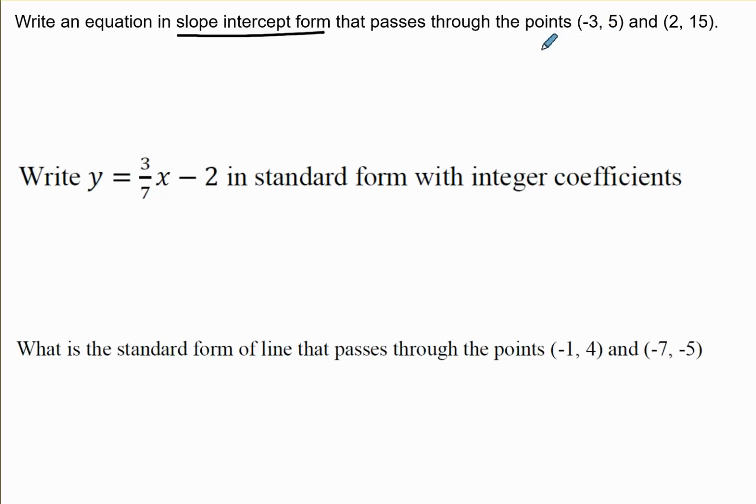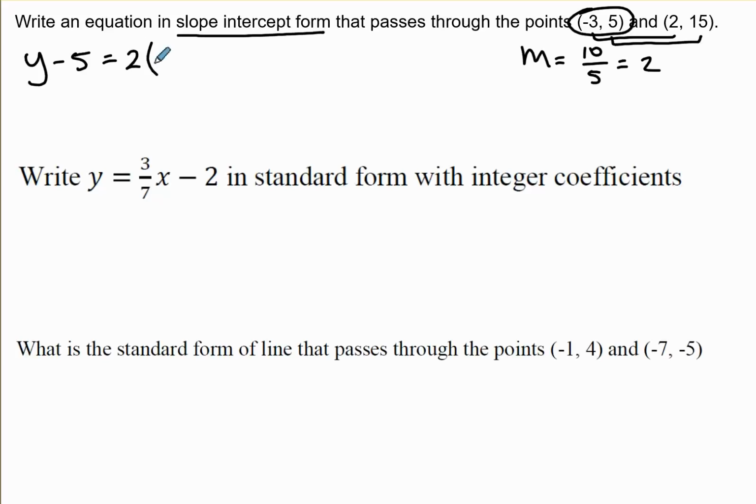Point-slope form would need to have a slope. So our change in y would be up 10, and our change in x would be up 5, so our slope is 2. We can pick a point, -3, 5, so we'd say y minus 5 equals 2 times x plus 3.